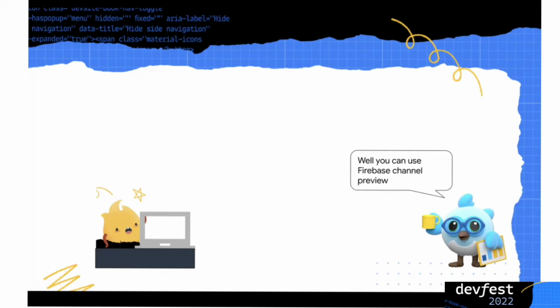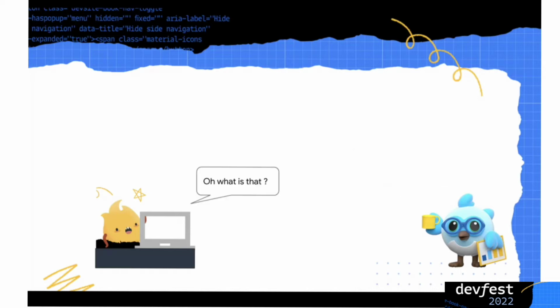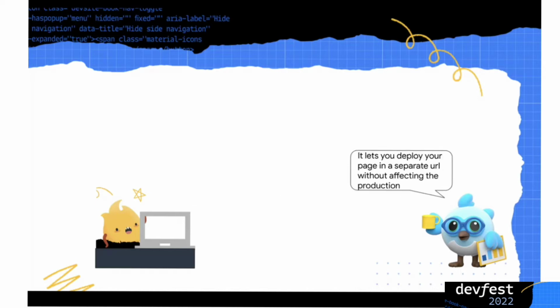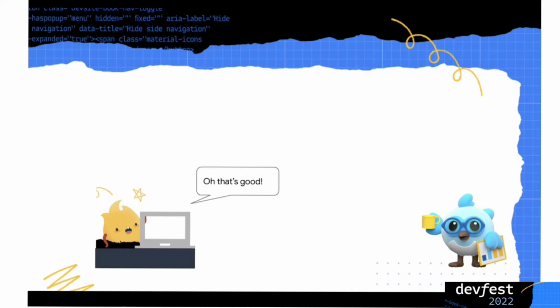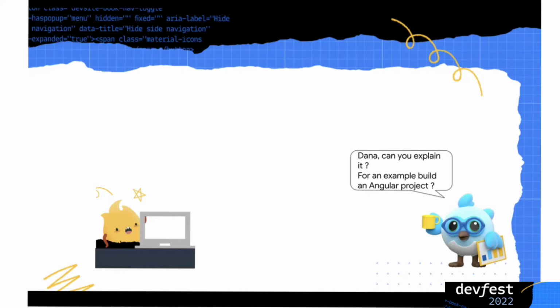Well, you can use Firebase Channel Preview. Oh, why is that? It lets you deploy your page in a separate URL without affecting the production. So that it also helped me to check it by myself from the URL. Oh, that's good. Pradana, can you explain it?